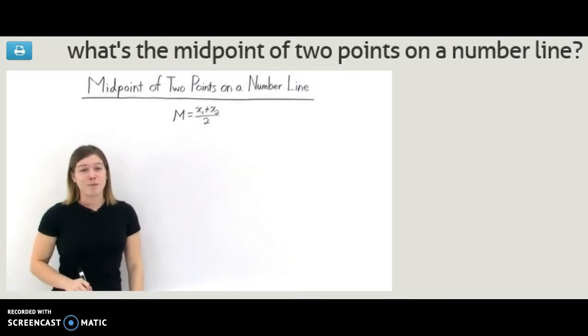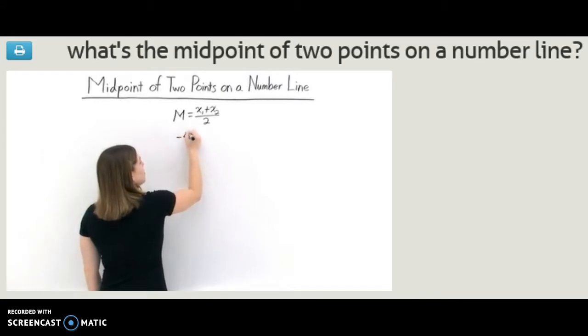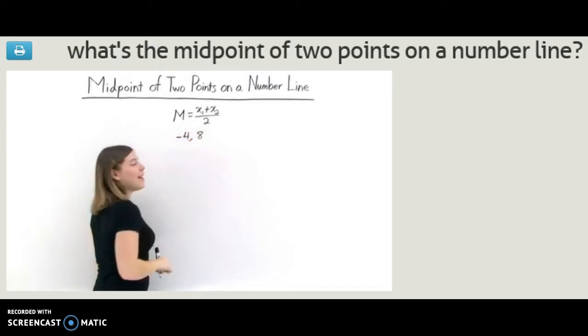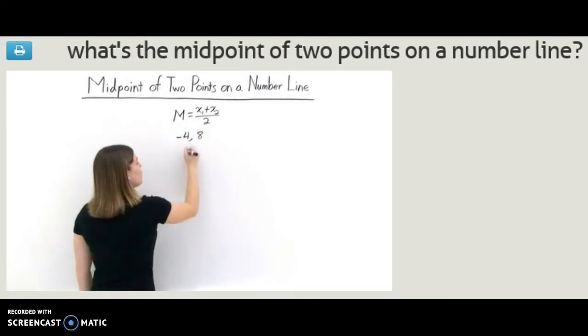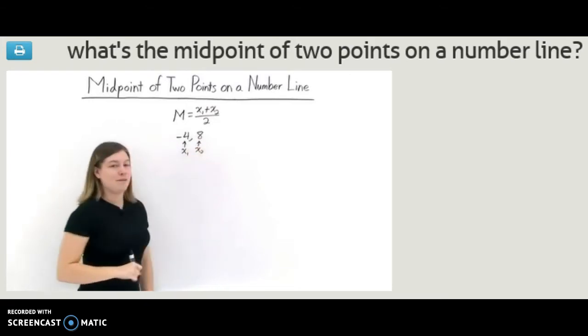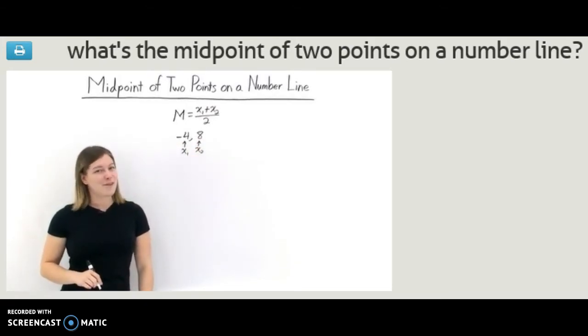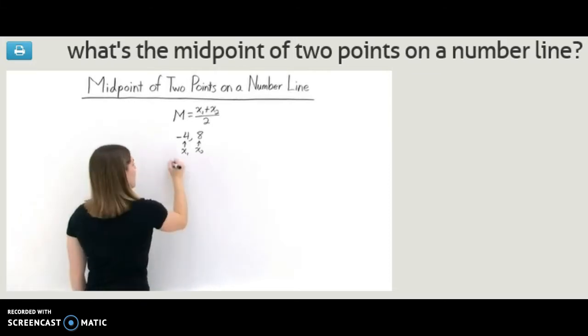So let's take an example of 2 numbers and find their midpoint. Let's look at the numbers -4 and 8. Let's find their midpoint. First, we need to label the numbers. Let's have -4 be x sub 1 and 8 be x sub 2. Now we could pick either number to be either one of these points, and we would still get the same answer. Now let's plug them into our midpoint formula.